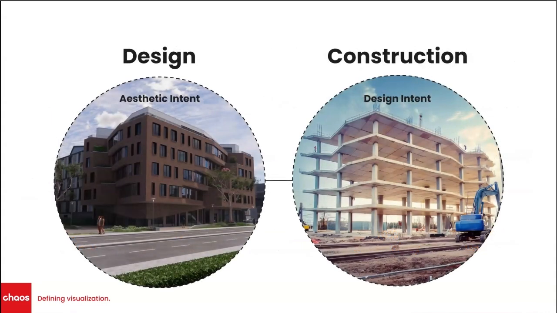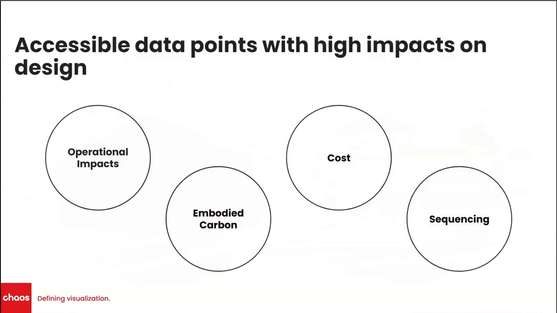And in this talk, we're really going to be considering two main components. Design, where we're concerned with communicating aesthetic intent, and construction, where we're focused on constructing a physical building that follows the design intent. So in this next section, we'll be showing some examples of accessible data points that have high impacts on design that can be integrated with visualizations. I'll be focusing on operational impacts, embodied carbon, cost, and sequencing. While there are certainly more data points we could consider, these four will just serve as our illustrative examples for this webinar.